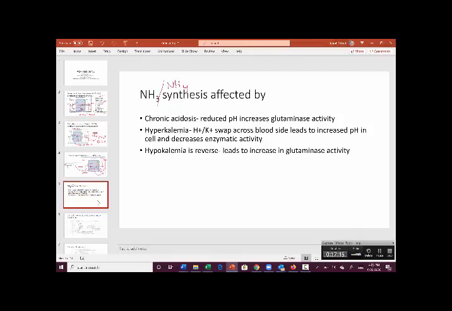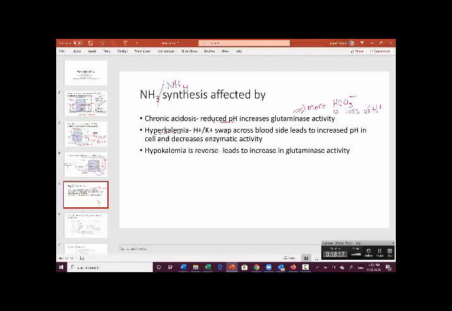So again, chronic acidosis. If there is reduced pH, this actually increases the activity level of glutaminase. Again, that would be appropriate. It would lead to more bicarbonate and loss of hydrogen through its secretion and subsequent excretion. So that would be appropriate.